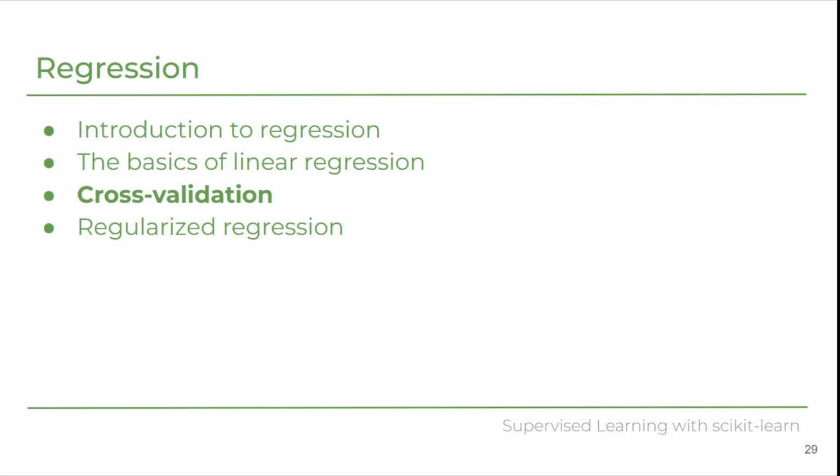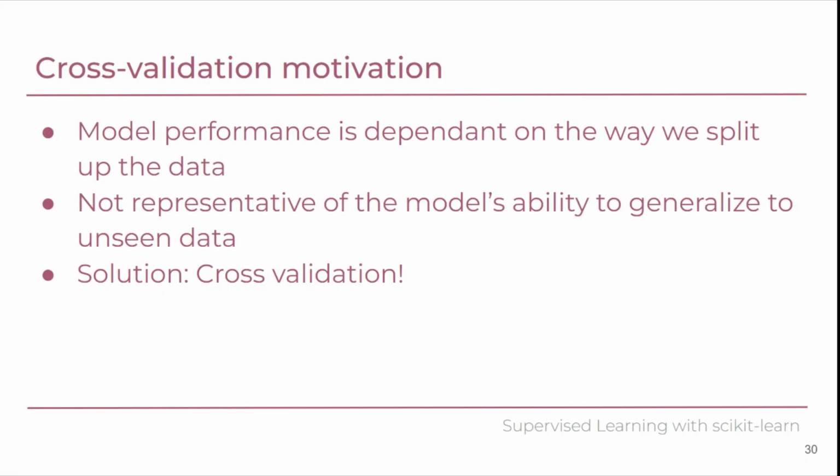Hopefully we are now feeling familiar with train test split and computing model performance metrics on our test set. But there is a potential pitfall of this process. If we're computing R squared on our test set, the R squared returned is dependent on the way that we split up the data. The data points in the test set may have some peculiarities that mean the R squared computed on it is not representative of the model's ability to generalize to unseen data. To combat this dependence on what is essentially a random split, we use a technique called cross-validation.